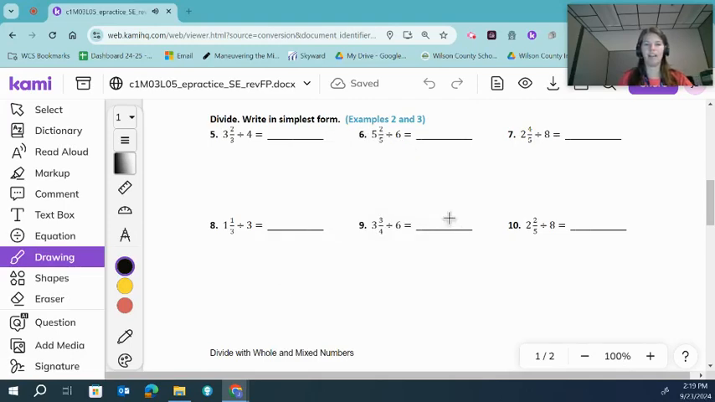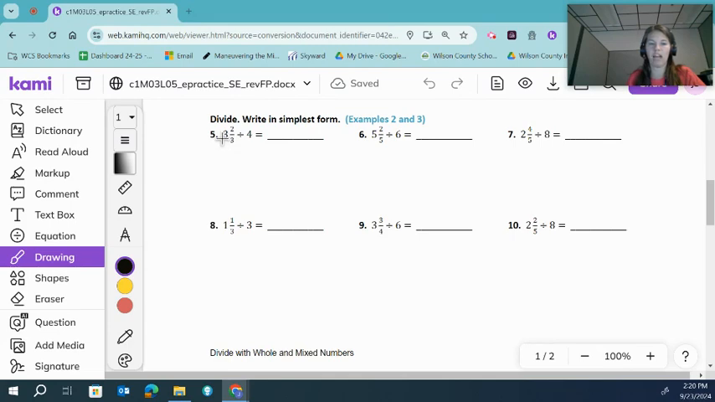Today we will be dividing fractions involving whole numbers and mixed numbers. Okay, so let's take a look at these. We are going to follow the same rules where we multiply by the reciprocal. But first we need our fractions to be in improper form. So we are going to change these mixed numbers back to improper fractions.